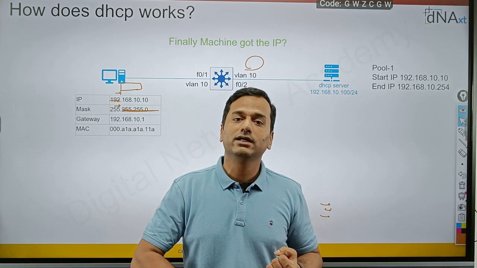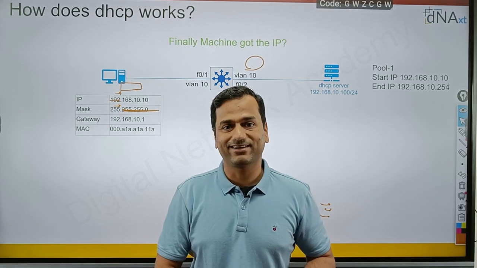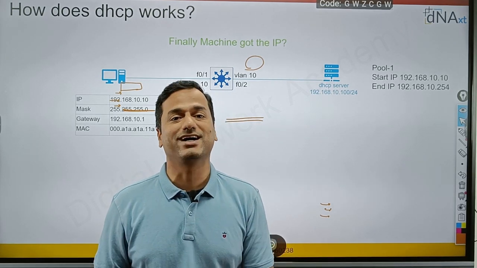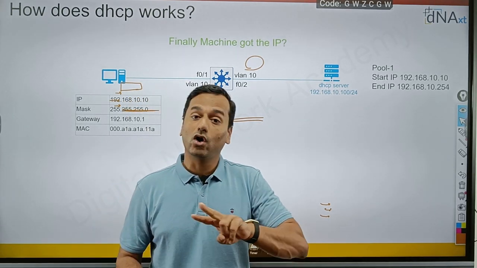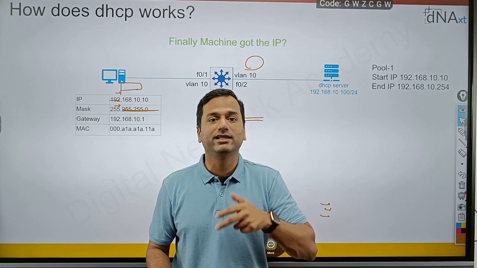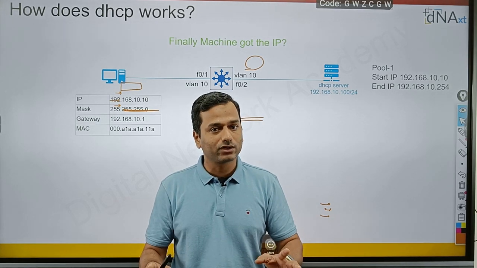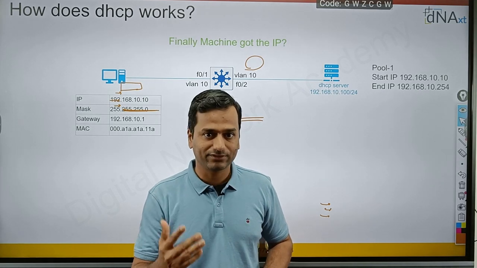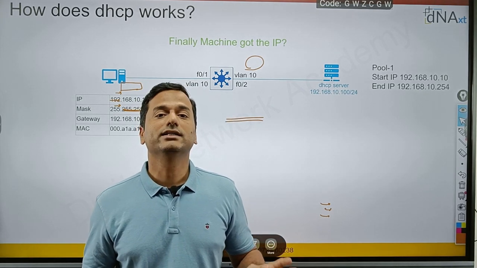Discovery is always a layer 2 and layer 3 broadcast. Offer is always a layer 3 broadcast but layer 2 unicast. Request is always a layer 3 broadcast but again layer 2 unicast, and acknowledgement is always a layer 3 broadcast but layer 2 unicast. Clear? Perfect.